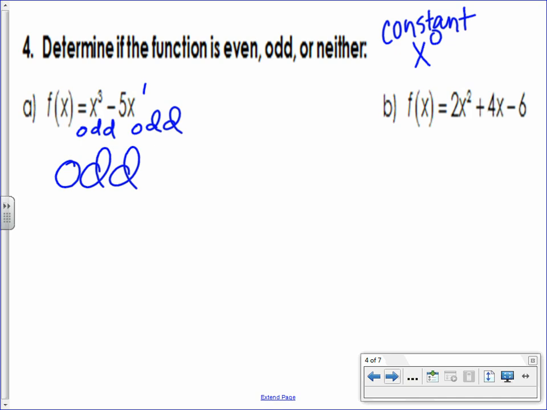Okay, letter B. I've got 2x squared plus 4x to the 1 minus 6. Now this is my constant, and my constant is an x to the 0. So I've got me an even, I got me an odd. If I've got a mixture, if I've got an even and an even, but I got this odd, that means it's neither. My exponents have to either be all even or all odd. If they don't all match, then it's a no-go.